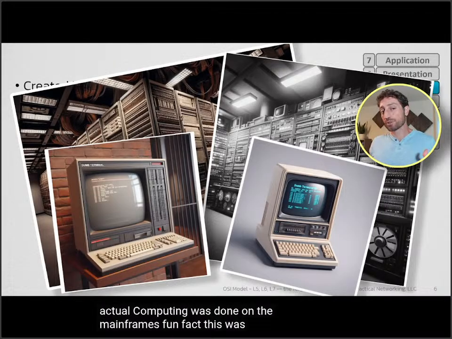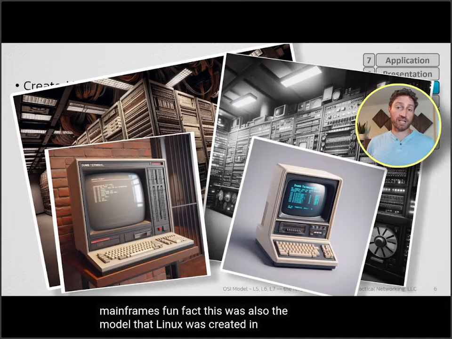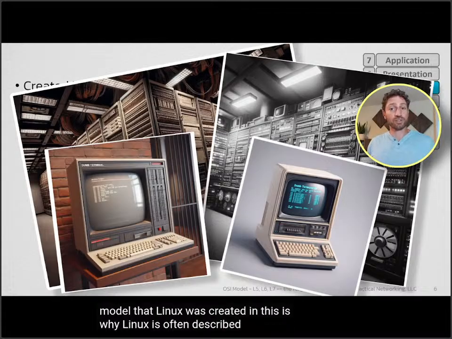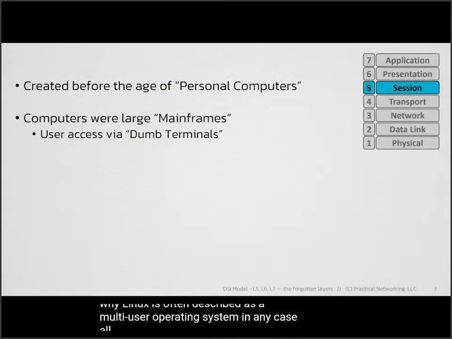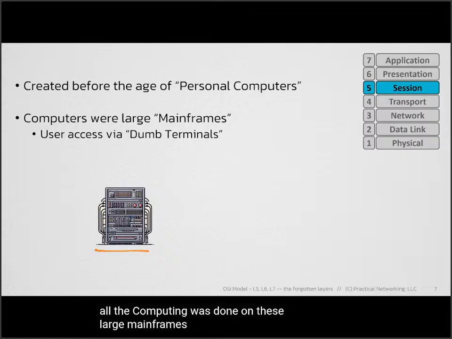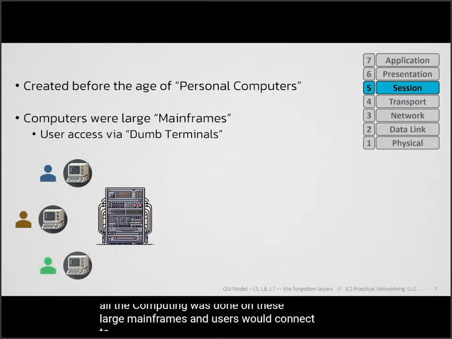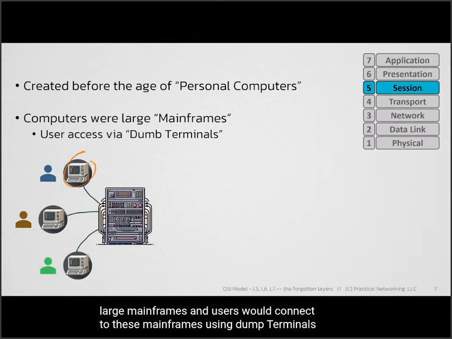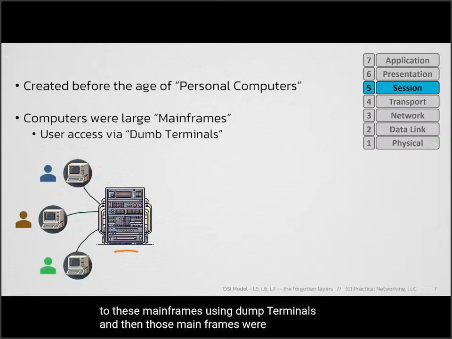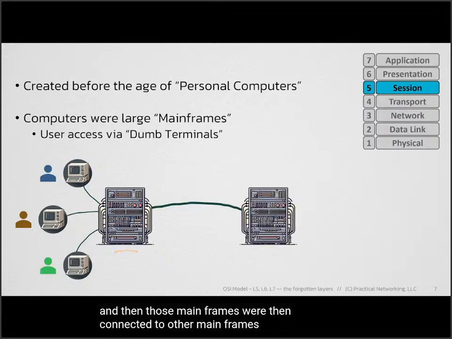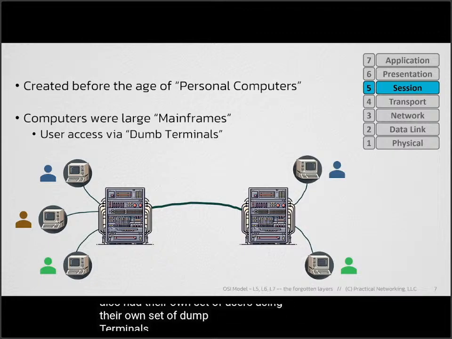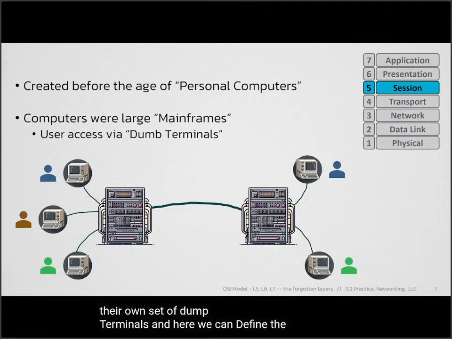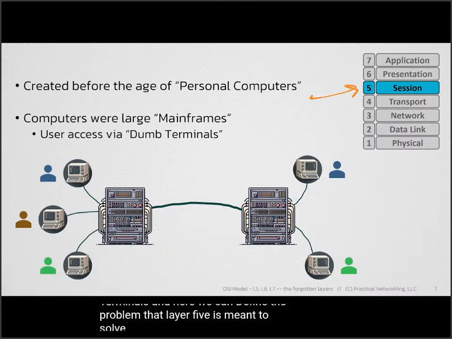Fun fact, this was also the model that Linux was created in. This is why Linux is often described as a multi-user operating system. In any case, all the computing was done on these large mainframes, and users would connect to these mainframes using dumb terminals. And then, those mainframes were connected to other mainframes, which also had their own set of users using their own set of dumb terminals. And here we can define the problem that layer 5 is meant to solve.